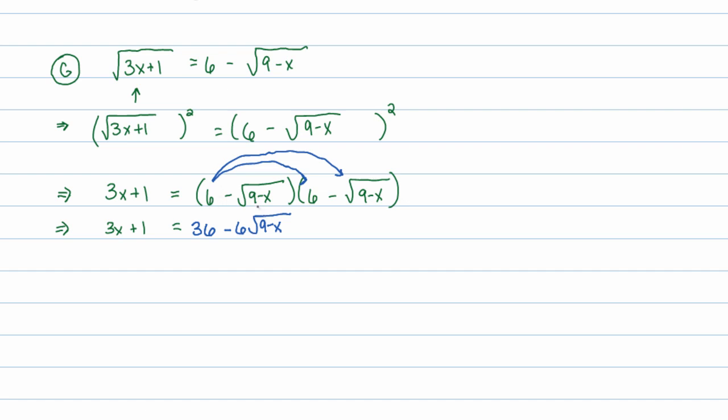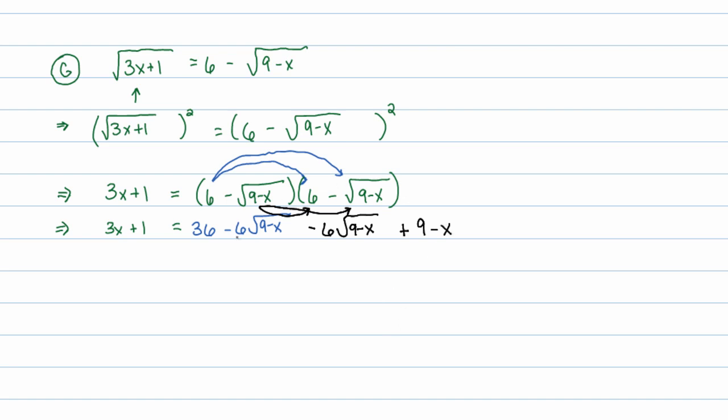Negative root 9 minus x times that 6 is going to be another negative 6 root 9 minus x. And finally, the square root of 9 minus x times the square root of 9 minus x, they're both negative, so it becomes positive. And again, root 9 minus x is a half power of 9 minus x, times a half power of 9 minus x, we'll have a full power of 9 minus x, or in other words, just 9 minus x.